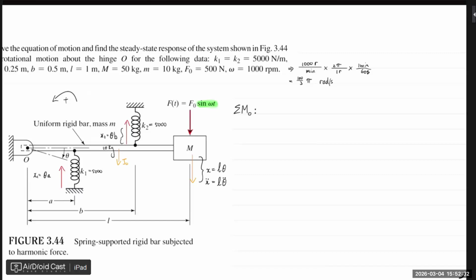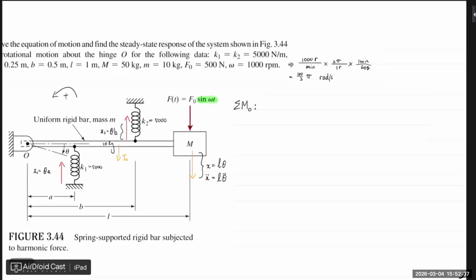All right, so from left to right, I'm going to treat all the forces. That first one will be the force itself, K1 multiplied with X1, which is theta A. But that's just the force. I still need to multiply it with the length. And the length is A, because remember, I'm busy with moment now.